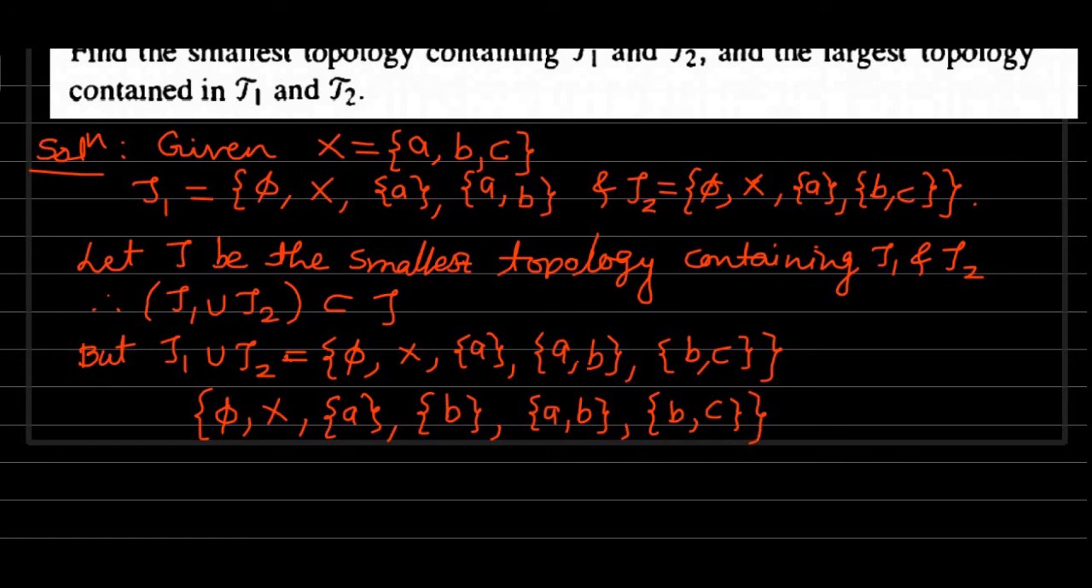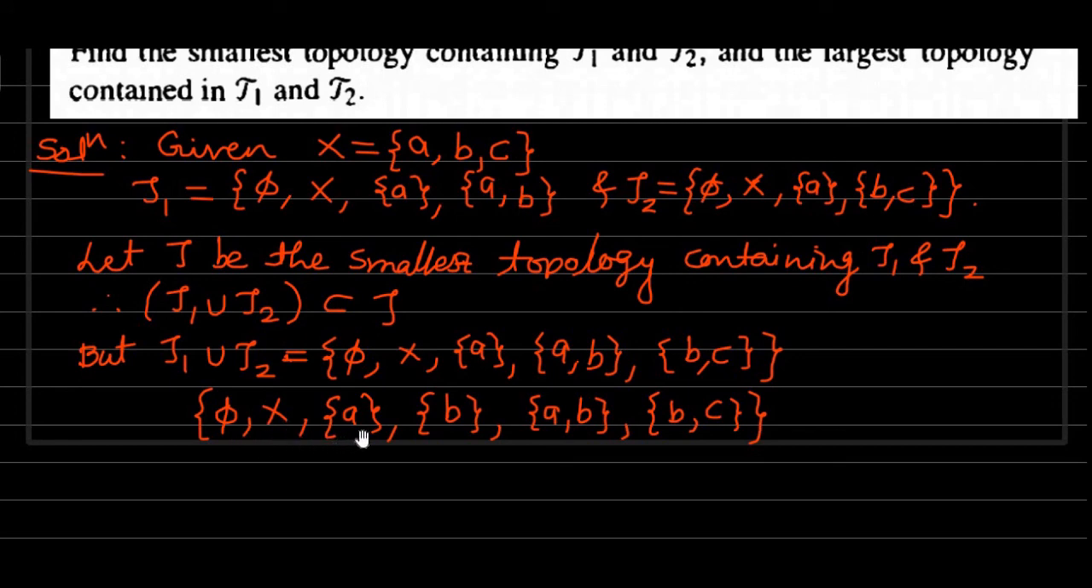Now once again we'll check whether this collection is a topology or not. Clearly this collection is a superset of Tau1 union Tau2. Therefore it contains both the topologies Tau1 and Tau2. Next we'll check whether this is a topology on X or not. First of all, the first condition is satisfied as empty set phi and complete set X both are present here.